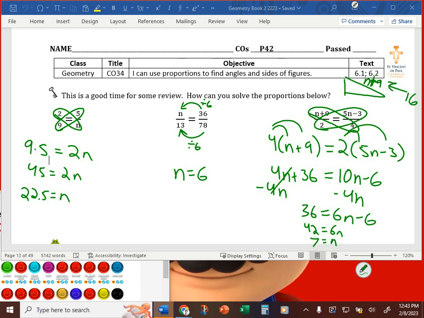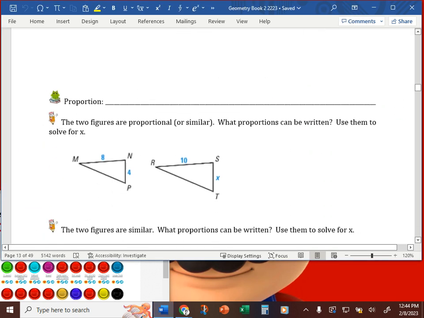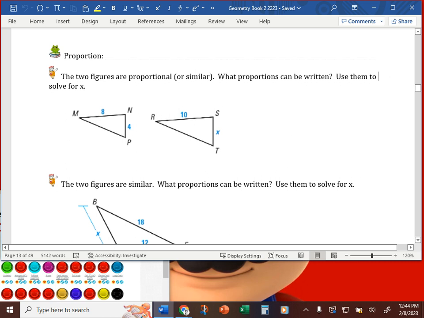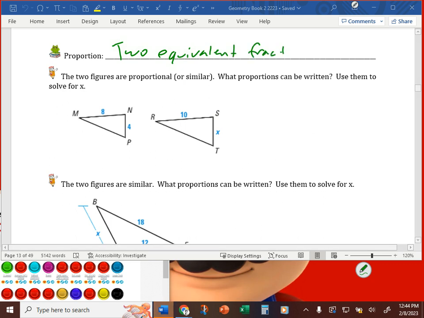Okay? All right. Well, let's get to looking at solving proportions. We already defined a proportion up above. A proportion is two equivalent fractions. And the key to setting up a proportion involving shapes is to use corresponding sides.